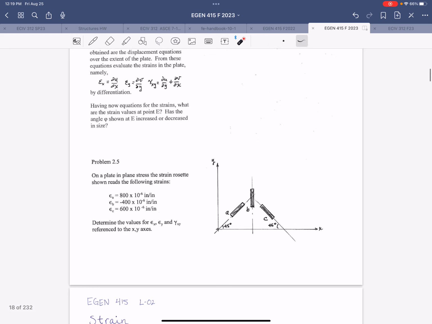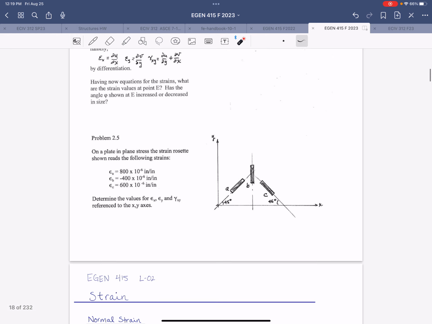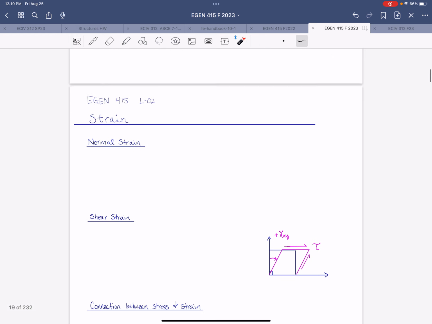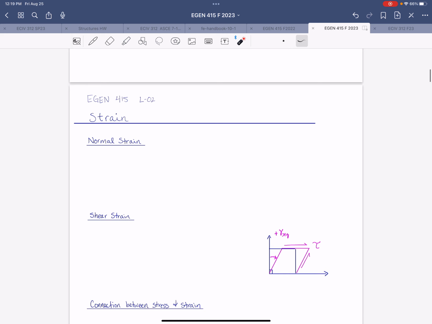All right, so the next 2 problems are tied to strain. I'll come back to those after we get through the strain lecture. But any questions so far on stresses? Okay.